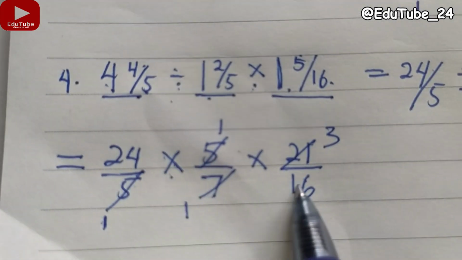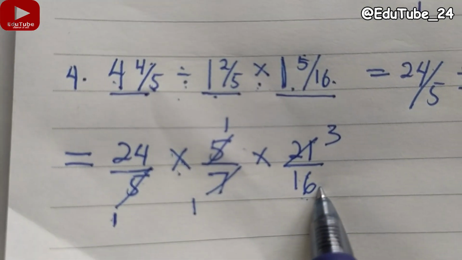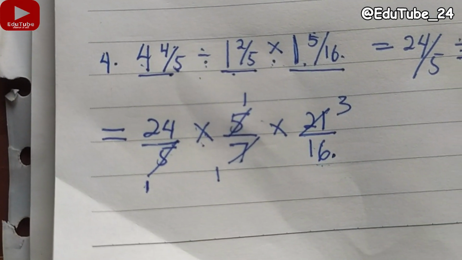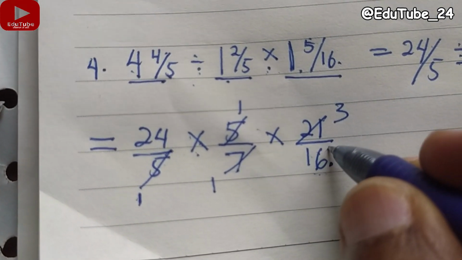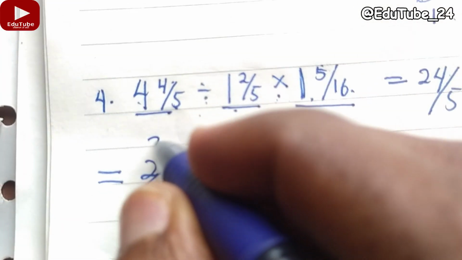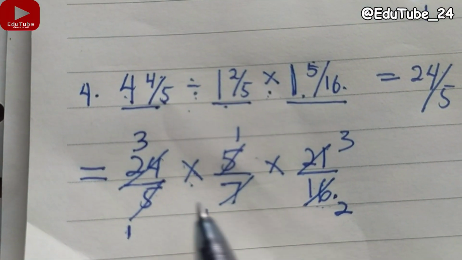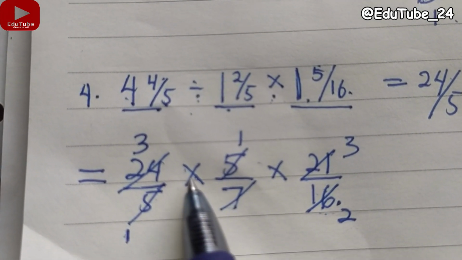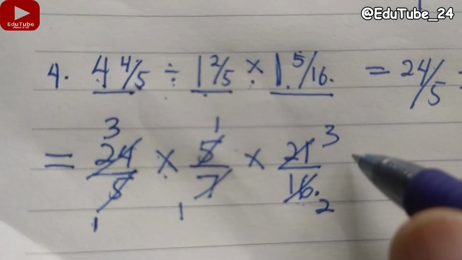If I also look across like this, I will see that 24 and 16 has 8 in common as their greatest common factor. So I will say 8 in 16, that will give me 2, and then 8 in 24, that will give me what? 3. So now that I've simplified the fractions, I'm now going to write out what I have left in the numerators and the denominators.